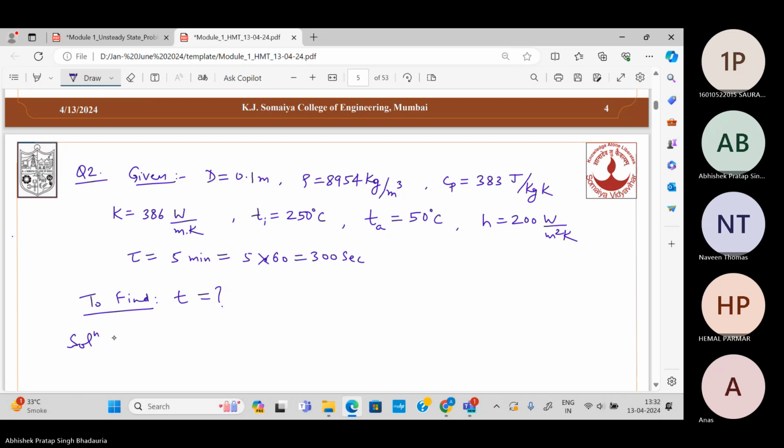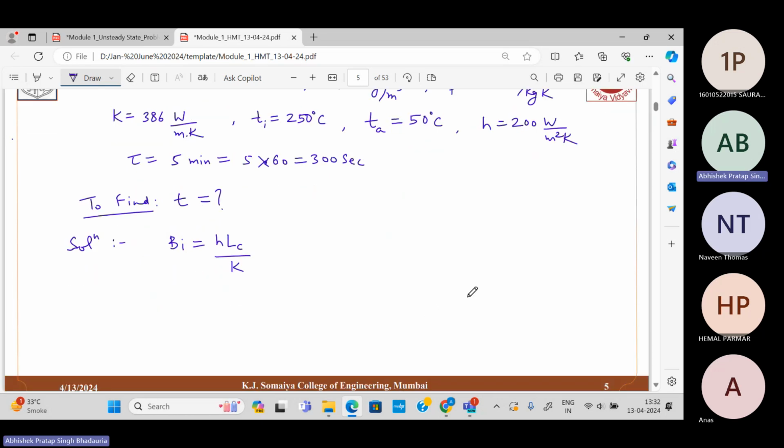Just solve this. So what is the first step to solve this problem? First step is to calculate Biot number. The formula for calculating Biot number is h Lc by k. So I need to calculate Lc first, the characteristic length. It is nothing but volume per unit surface area.